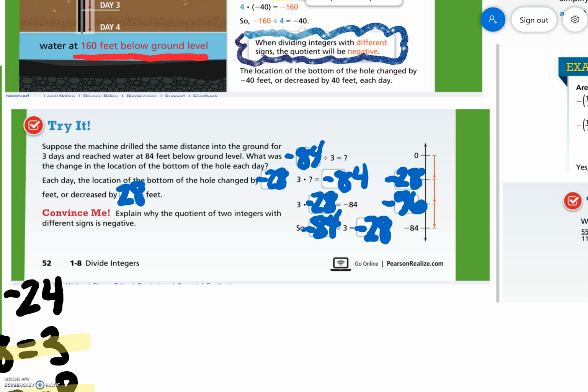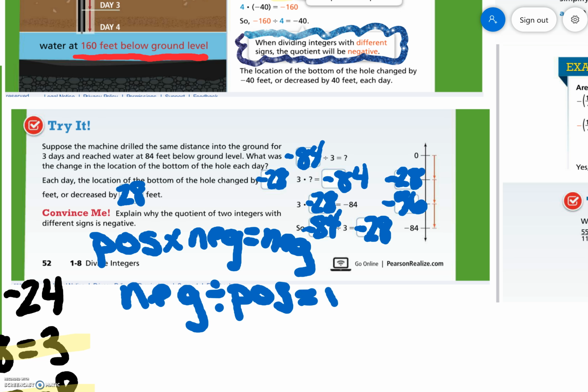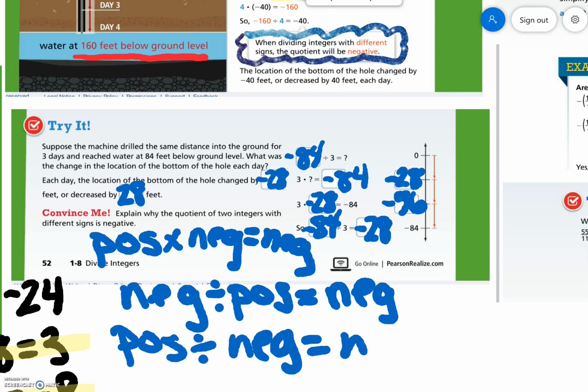Explain why the quotient of two integers with different signs is negative. Because a positive times a negative equals a negative, which we already know from the last 2 lessons. So a negative divided by a positive equals a negative, or a positive divided by a negative equals a negative. If the signs don't match, the answer is going to be negative.